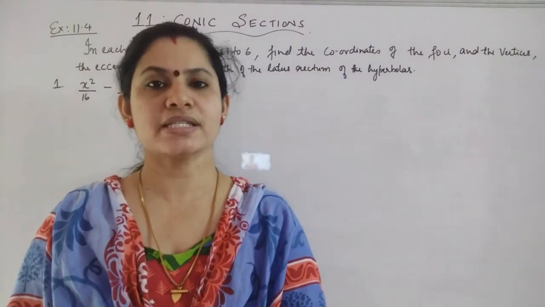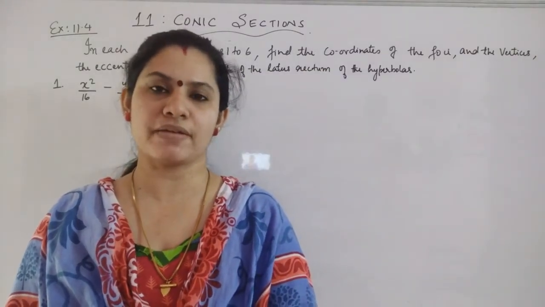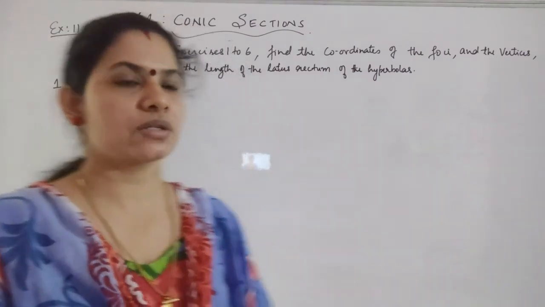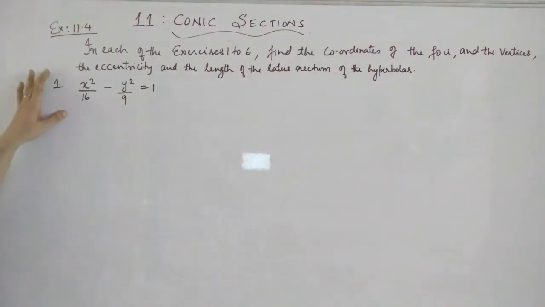Everyone, today we'll be discussing the problems of exercise 11.4 of chapter number 11, conic sections. Questions 1 to 6 are to be done in the same way. In each of the questions 1 to 6, find the coordinates of the foci and the vertices, the eccentricity and the length of the latus rectum of the hyperbolas. The first one is x square by 16 minus y square by 9 equal to 1.